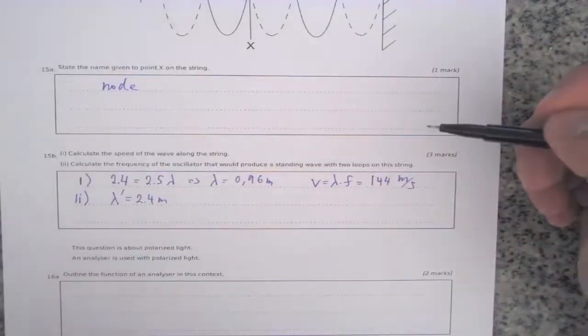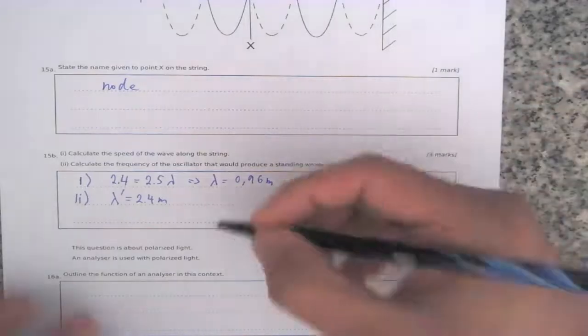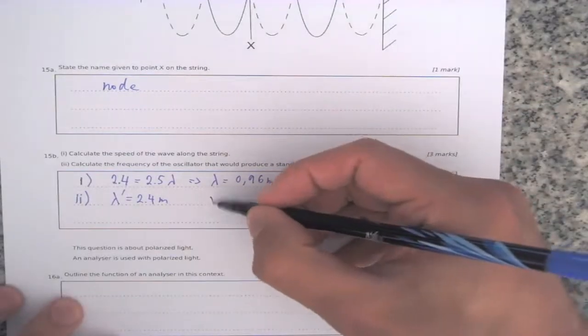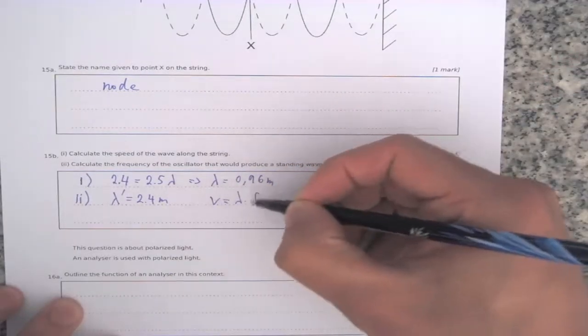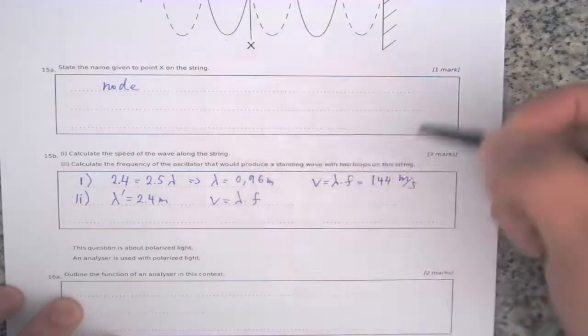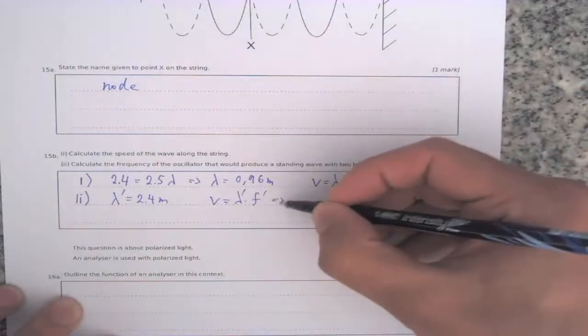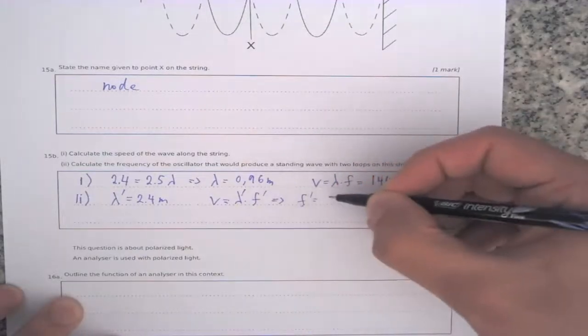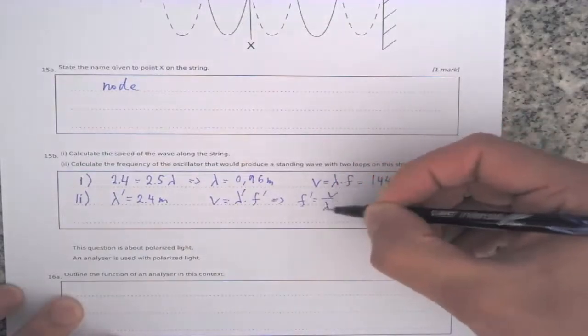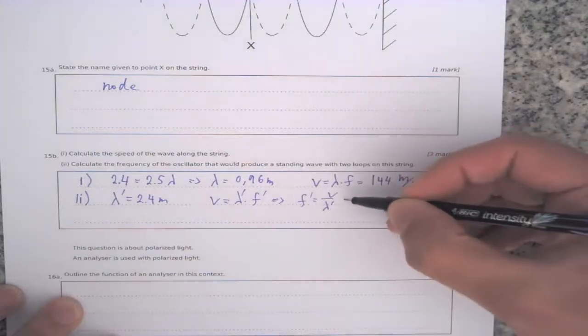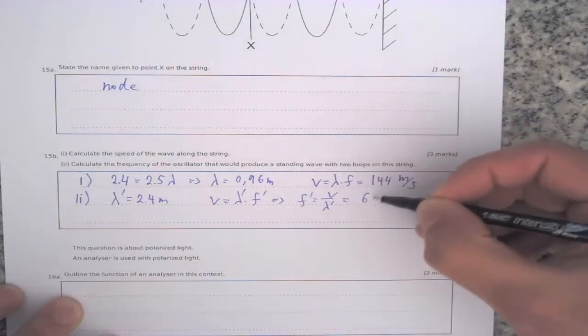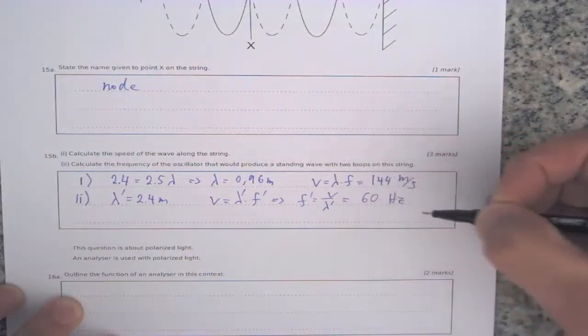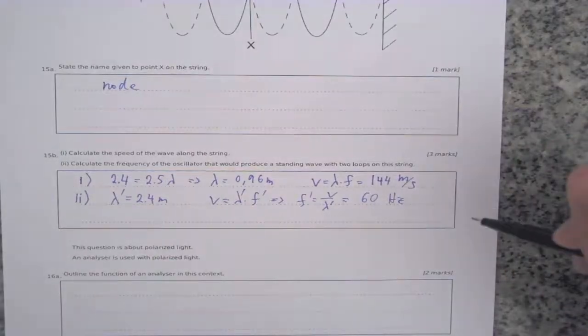So now we want to calculate the frequency. The new frequency will be given by the formula v = lambda times f, but now we have a new wavelength that we're going to use. Of course, the velocity is not going to change. It's going to stay the same. So the frequency is going to be v over lambda prime. If you do the math here, you're going to find 60 Hz. And this is your new frequency.